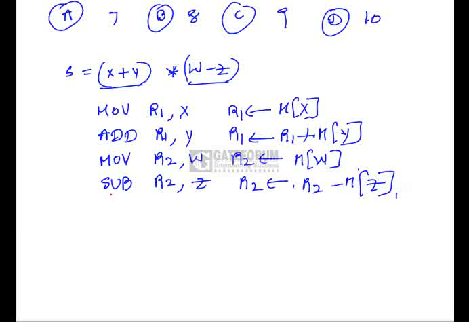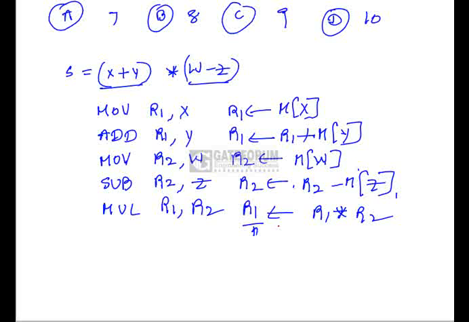These two must be multiplied. So we can make use of the MUL instruction for multiplication. We can put both the register operands. As much as possible we try to use register operands, but initially some value must be there in a register that is to be taken from memory. That is why we have to use one memory address initially. MUL R1 comma R2. So R1 receives R1 star R2. Again this result is available in R1.